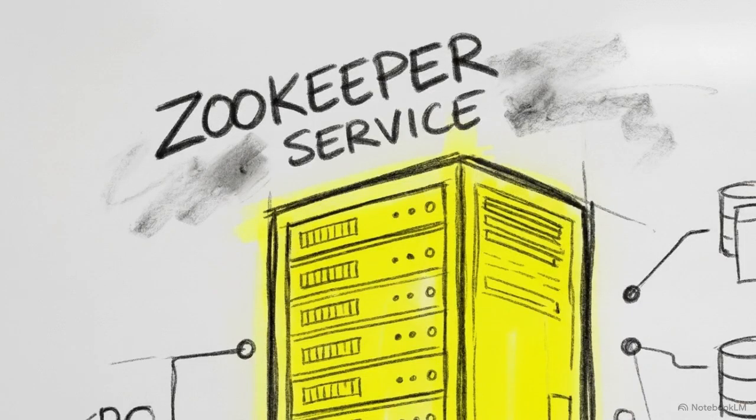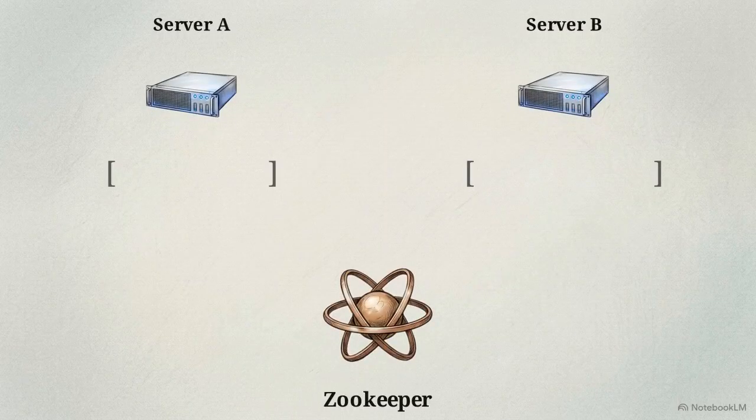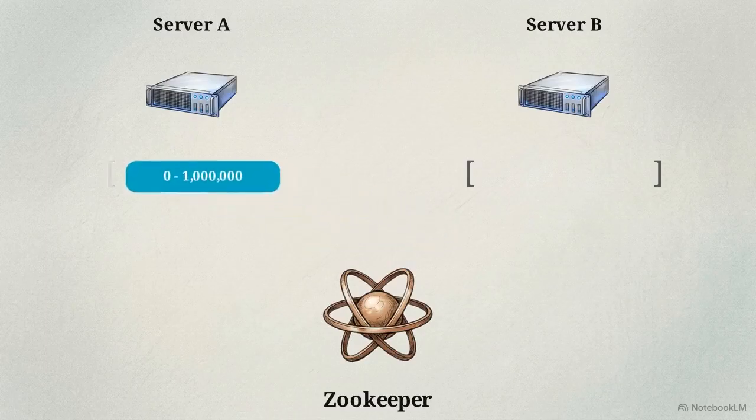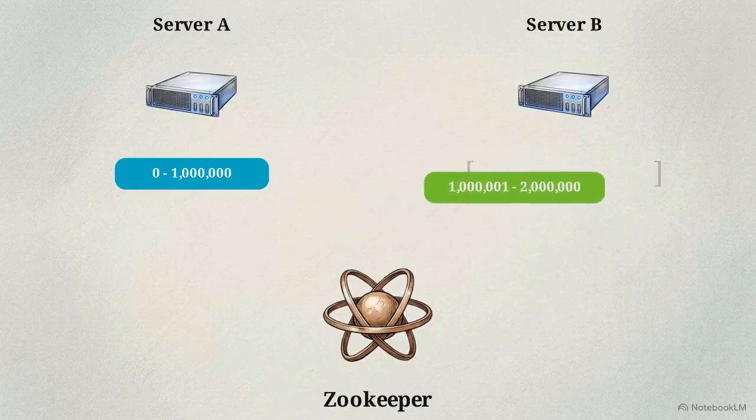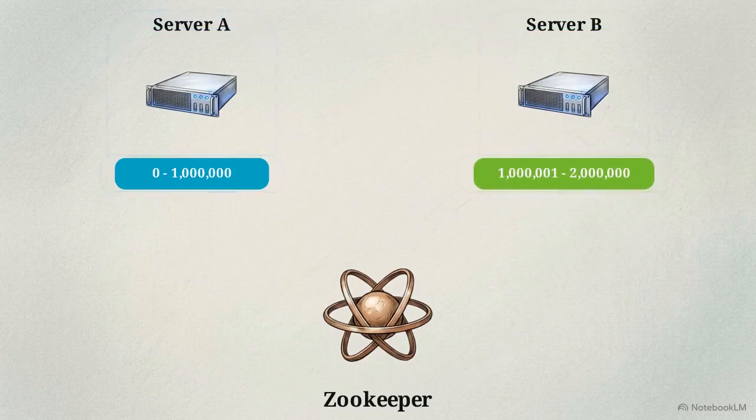We replace the central counter with Zookeeper, a specialized service built specifically for distributed synchronization and configuration management. Instead of asking for individual numbers, we use range allocation. Servers request massive, exclusive number blocks. Zookeeper grants Server A exclusive rights from 0 to 1 million. Server B gets the next consecutive block, from 1,000,001 to 2 million.